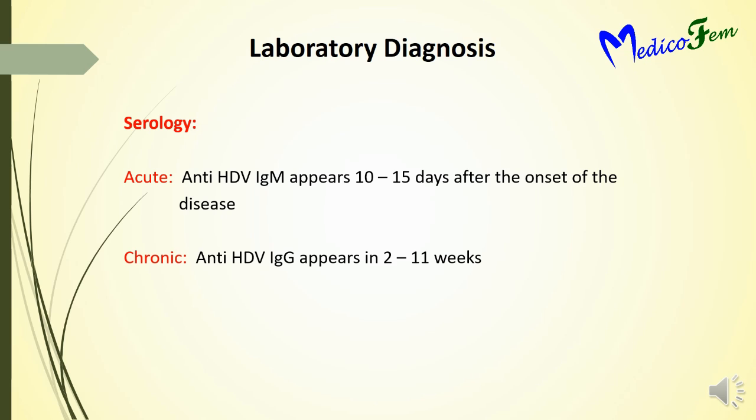Laboratory diagnosis of delta virus can be done by serology. In acute infection, anti-HDV IgM appears 10 to 15 days after the onset of disease, and in chronic cases, anti-HDV IgG appears in the blood after 2 to 11 weeks of infection.